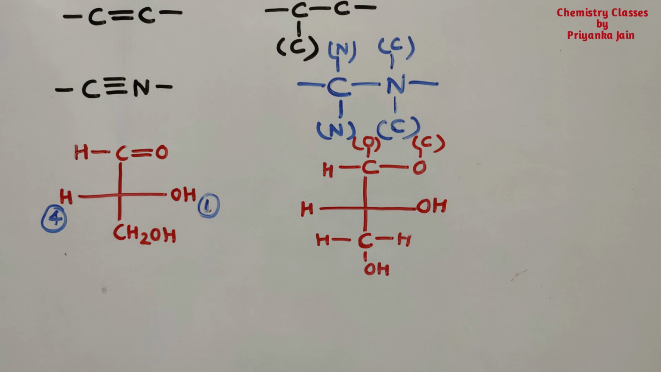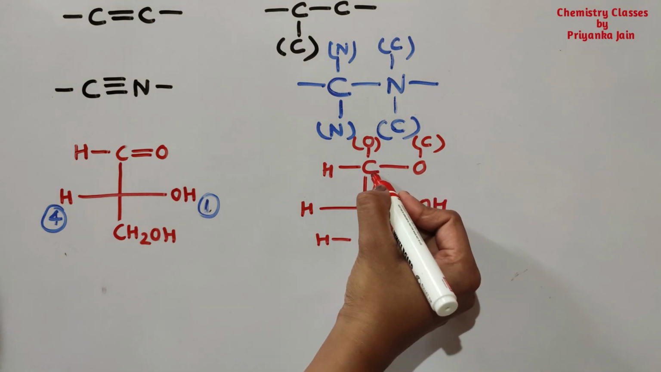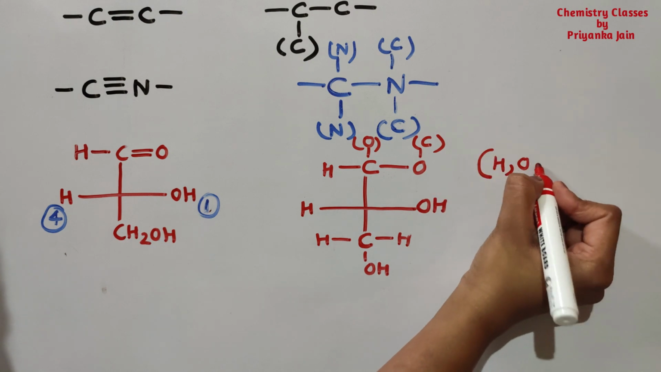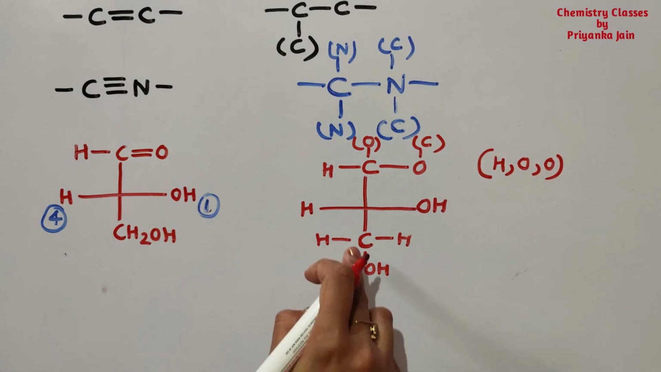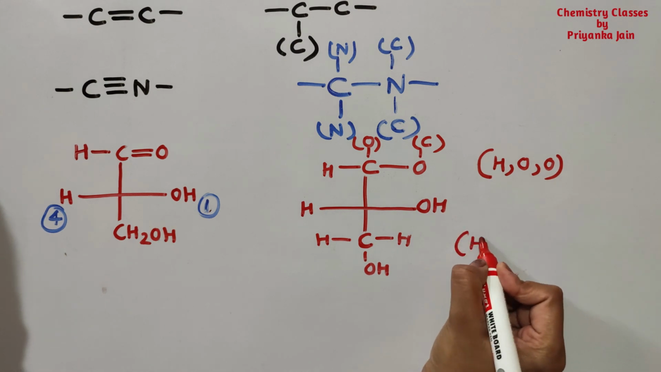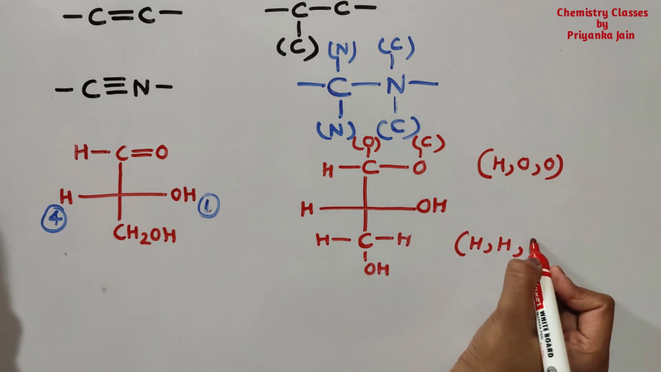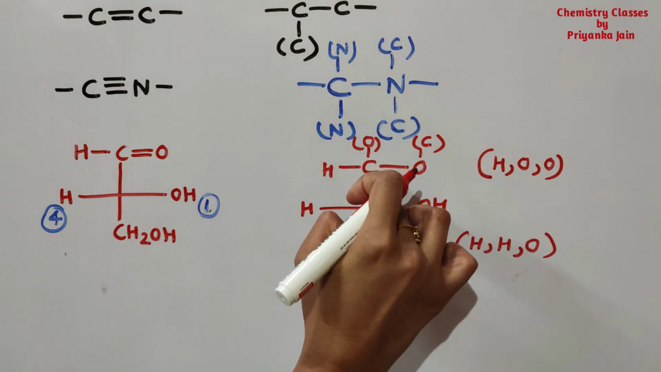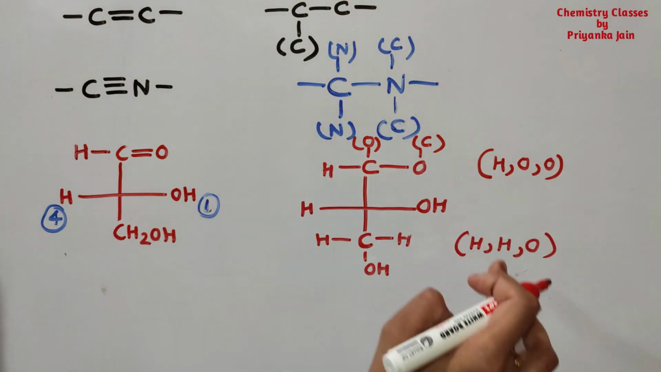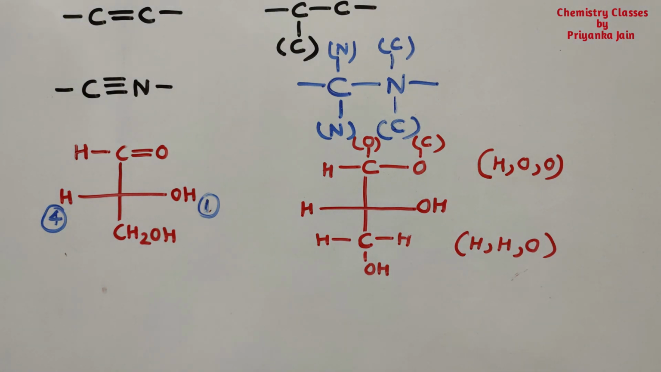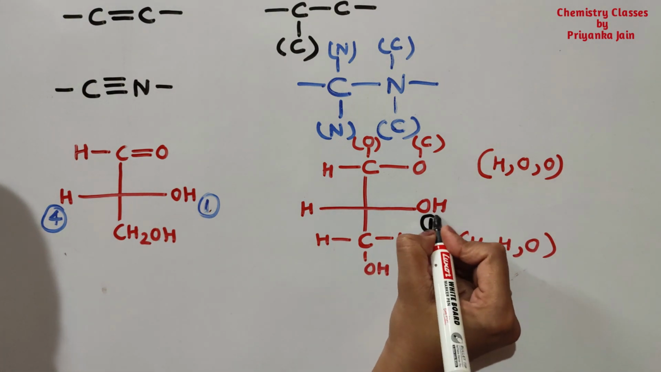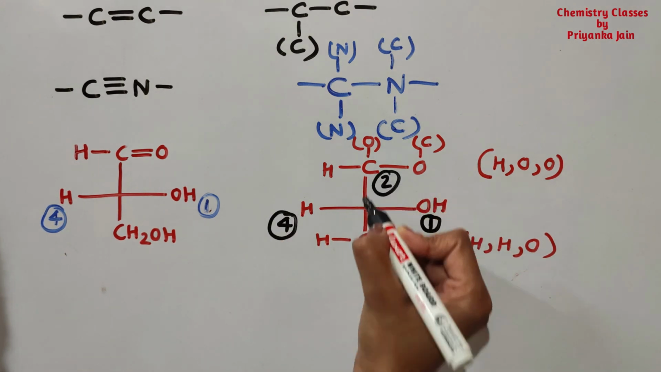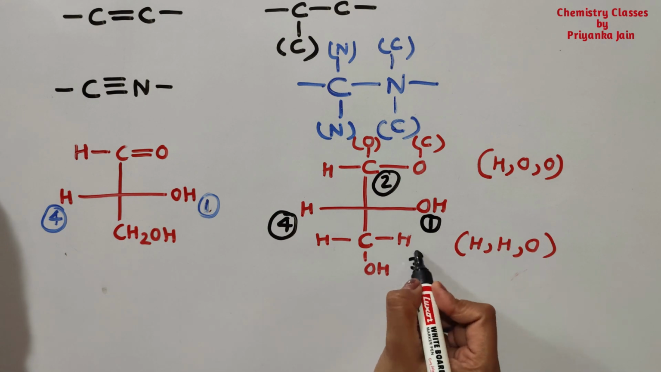So now you can see here, to this carbon, which groups are attached? Hydrogen, oxygen, oxygen, in this manner. And to this carbon, the groups attached are hydrogen, hydrogen, and oxygen. Okay, so there are 2 oxygens, so it will be given priority as compared to this. It means if this is the first priority and this is the 4th priority group, then second priority will be for this and third will be for this group.